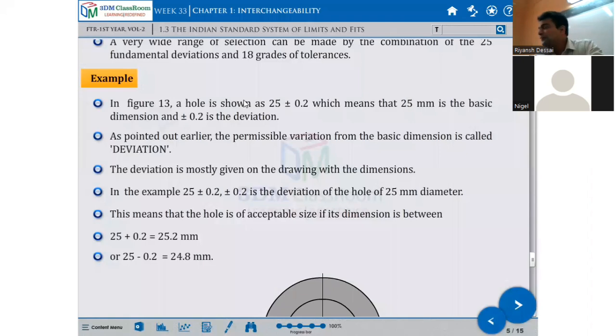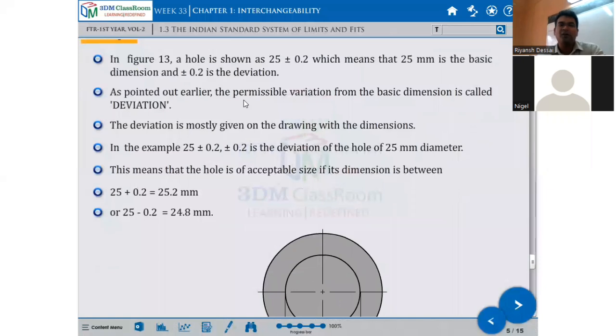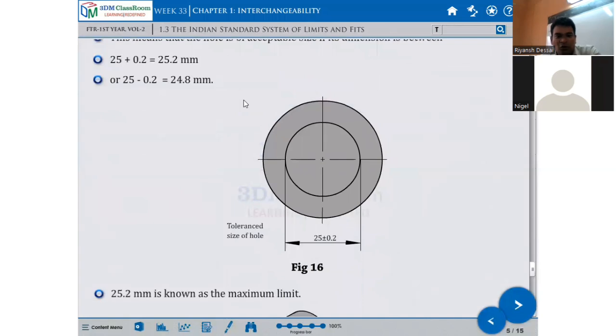In the example 25 plus or minus 0.2, the plus or minus 0.2 is the deviation of the whole 25 diameter. This means that the hole is of acceptable size if its dimension is given. So 25 plus or minus, it is an accepted hole. Either it is 25.2 millimeter or 24.8 millimeter, it is accepted within that deviation and within that tolerance. Now that is the tolerance size of the hole, that is 25 plus or minus. So this is another way of indication.